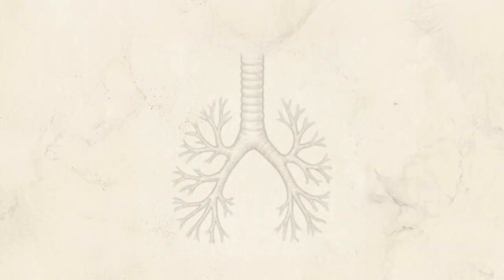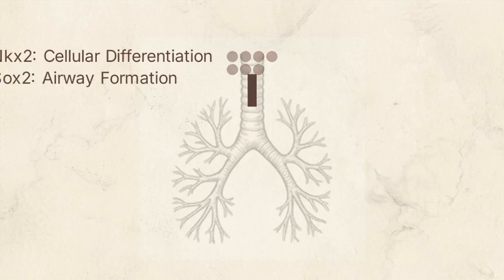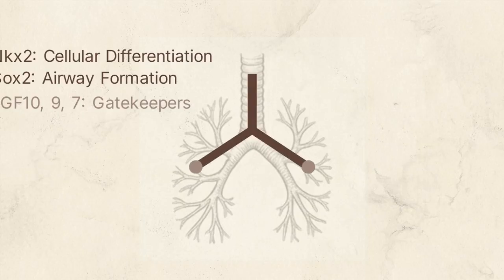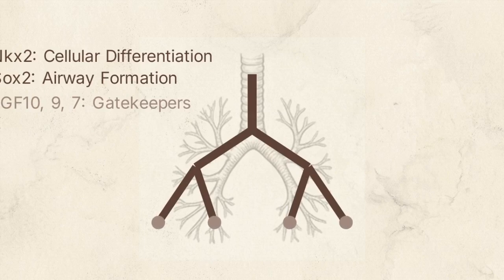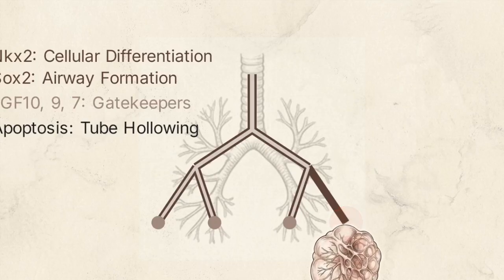This animation shows the genetic sequence driving normal development. It is regulated by specific genes, notably NKX2 and SOX2. NKX2 is a thyroid transcription factor gene, responsible for early cellular differentiation, while SOX2 maintains embryonic pluripotency and directs early airway formation. As the branches grow, fibroblast growth factors, specifically FGF10, 9, and 7, act as biological gatekeepers. They control the strict balance between cellular proliferation and apoptosis at the tips of the growing branches. Apoptosis is the standard, healthy process of programmed cell death required to hollow out the airway tubes.